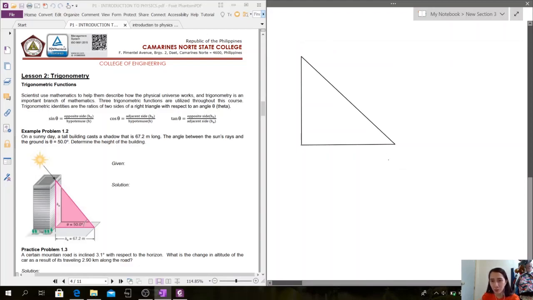Let us suppose that we have a right triangle here. This angle is measured 90 degrees, and angle theta is located here. This side is the opposite side with respect to angle theta. And this one is the adjacent side. And this one is called the hypotenuse.